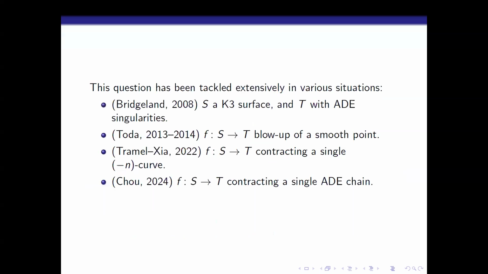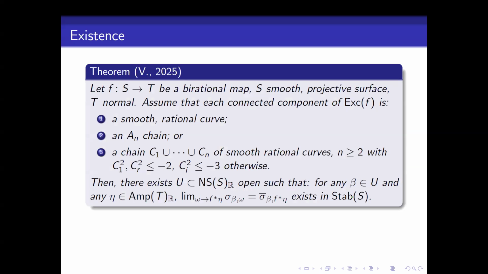And it turns out that people have tried this in many directions, in many situations. For example, Bridgeland himself sort of solved this question for K3 surfaces, so that in that case admits ADE singularities, possibly many of them. And then there are some results essentially contracting with one singular point, maybe just the blow up of a smooth point, or maybe the contraction of a minus n curve or an ADHN. And I was really interested in this question for a reason that will come out a bit later.